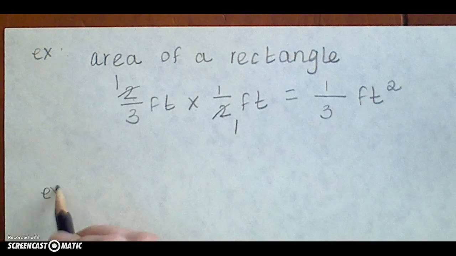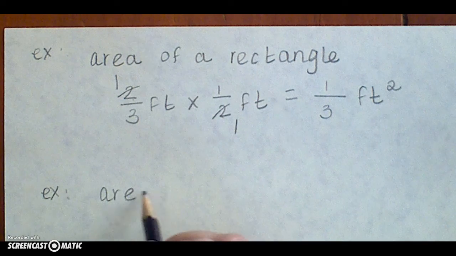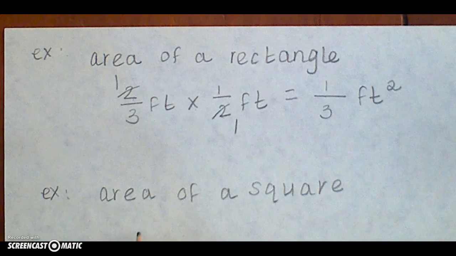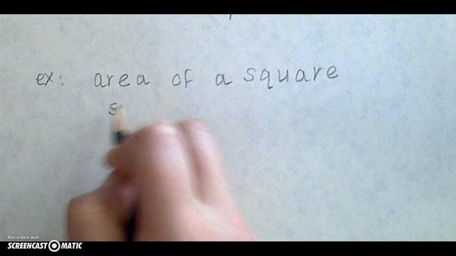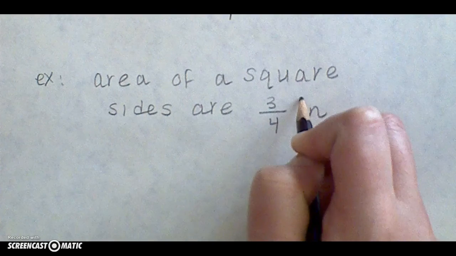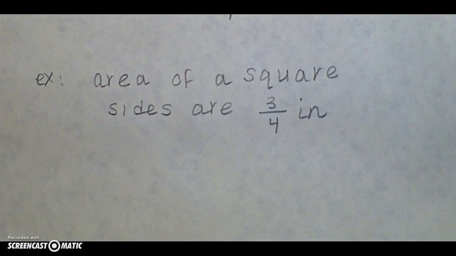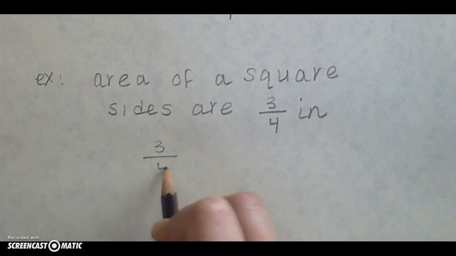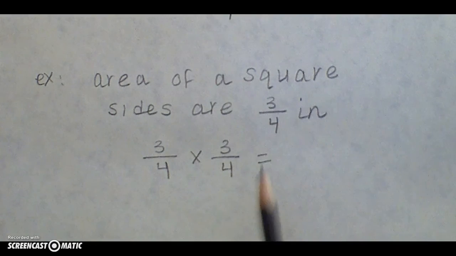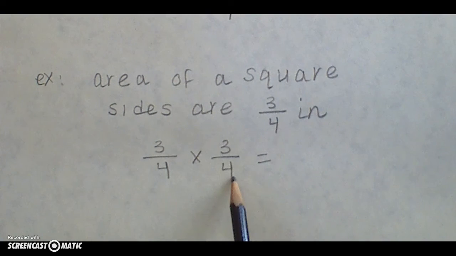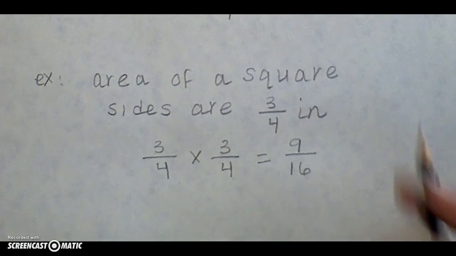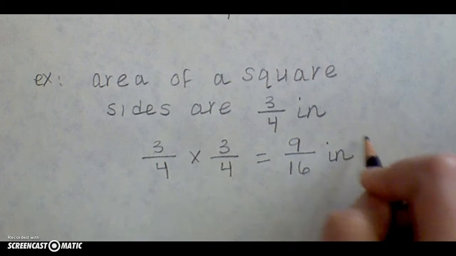Okay, for an example of area of a square, we're going to be given the information that the sides are 3/4 of an inch. And because we know a square has 4 equal sides, we know that we can just go ahead and multiply 3/4 times 3/4, length times width. In this case, I have to just multiply straight across because there's no reducing beforehand. So 3 times 3 is 9, 4 times 4 is 16, and my label will be inches squared.